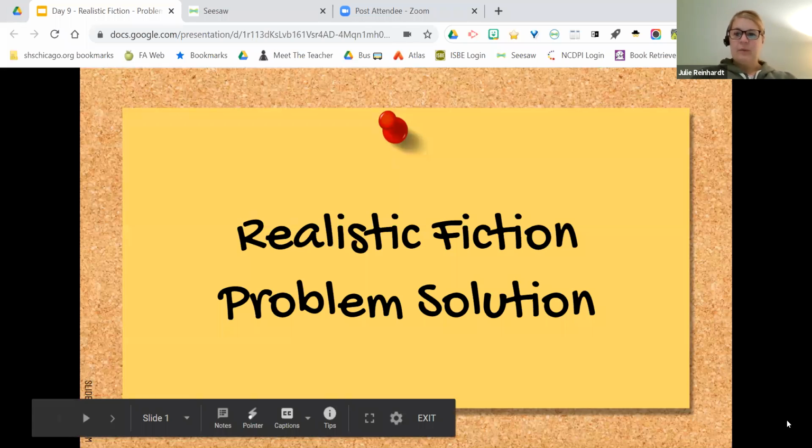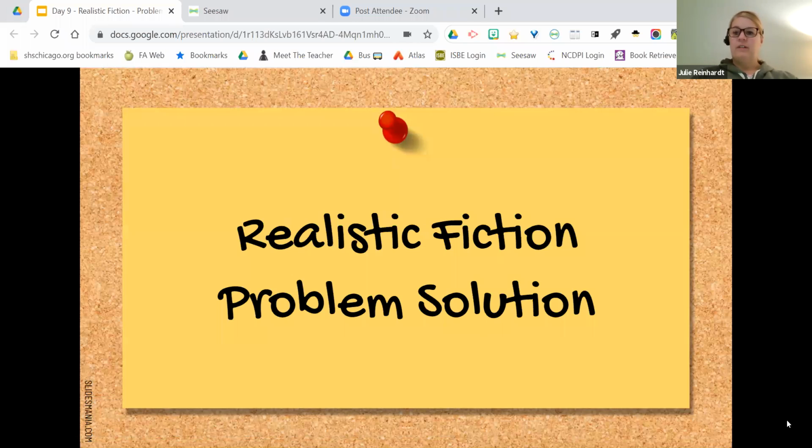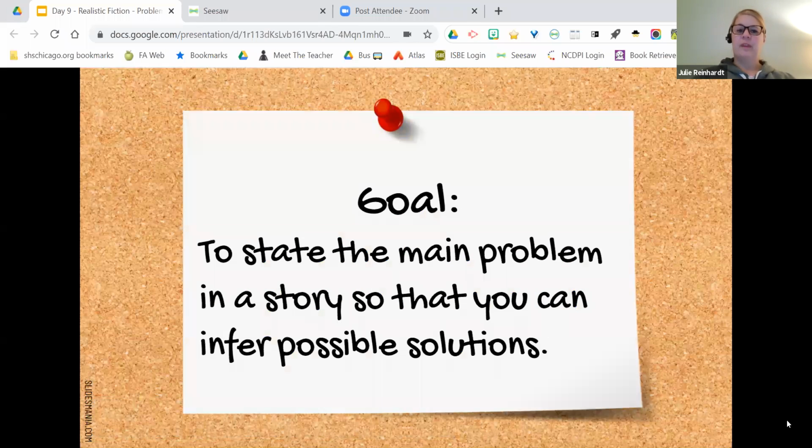Hi, fourth grade. Today we're going to continue with our realistic fiction writing unit, and our topic for today is problem and solution. So our goal is to be able to identify and state the main problem in a story so that we can infer possible solutions. That means we can take the information from the problem and find a possible solution.